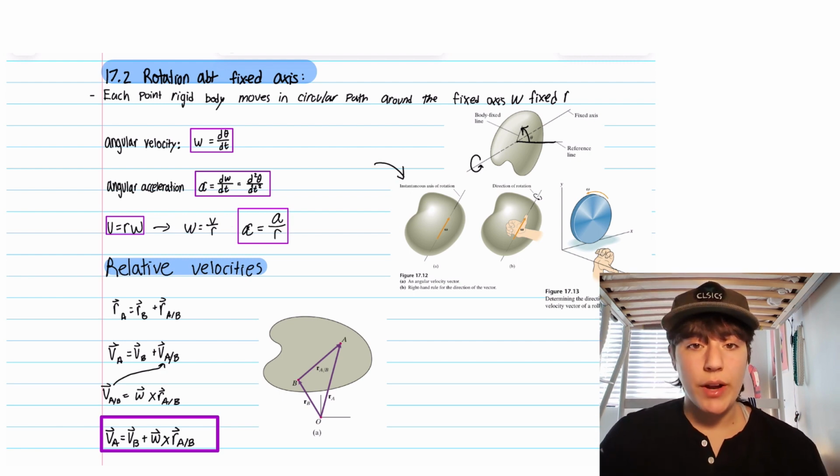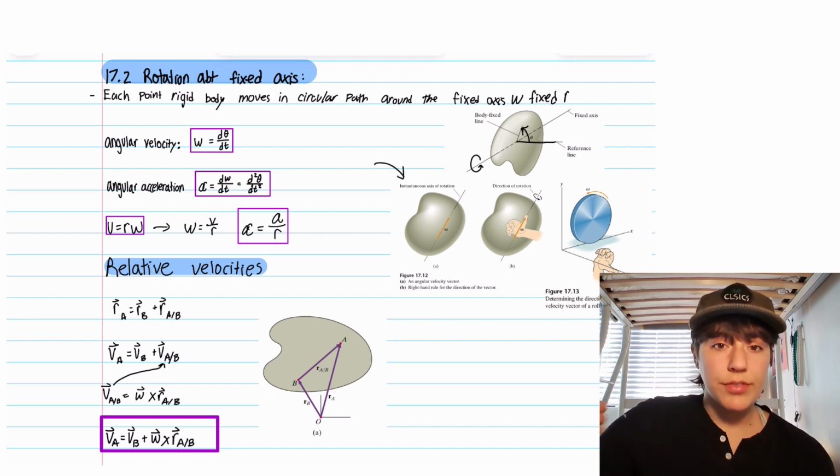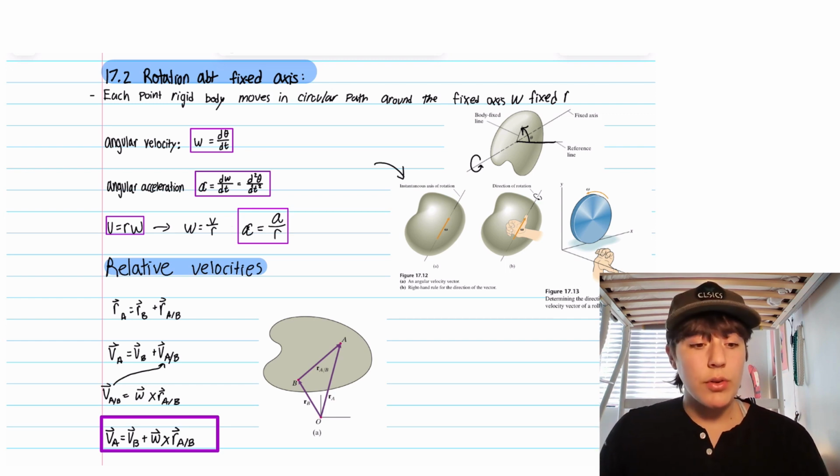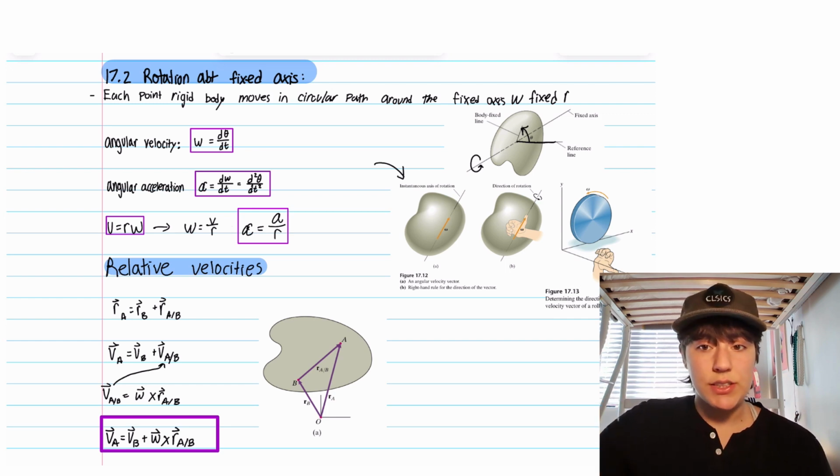So in order to find where these two vectors are pointing, angular velocity and angular acceleration, we need to use the right-hand rule. If we curl our fingers in the direction of motion, our thumb is going to be pointing in the direction of the vector. Another way to figure this out is using this rule.